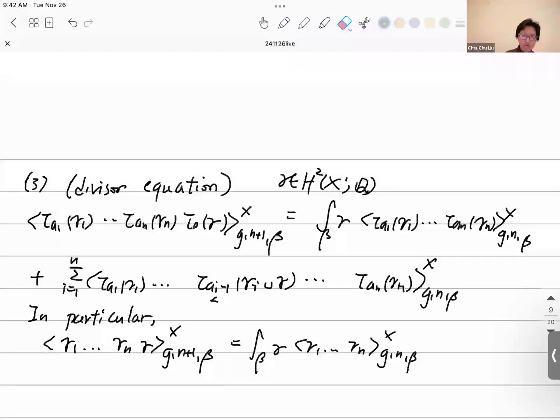So this is the review of the axioms satisfied by the ancestor Gromov-Witten invariants and descendant Gromov-Witten invariants.